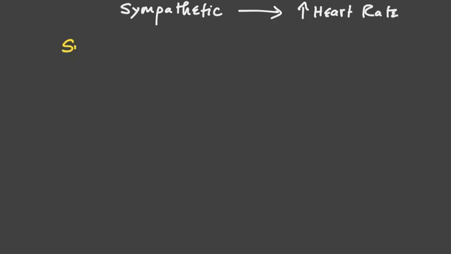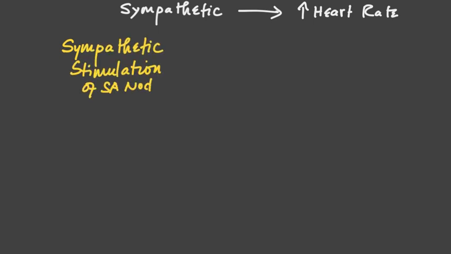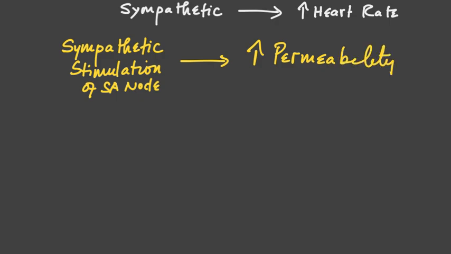Whenever you exercise, your heart rate goes up. This is because the sympathetic nervous system is turned on and it acts on the SA node, causing it to raise the heart rate. So let's see how that happens. Here we have sympathetic stimulation of the SA node. This causes the permeability of the calcium and sodium channels to go up.